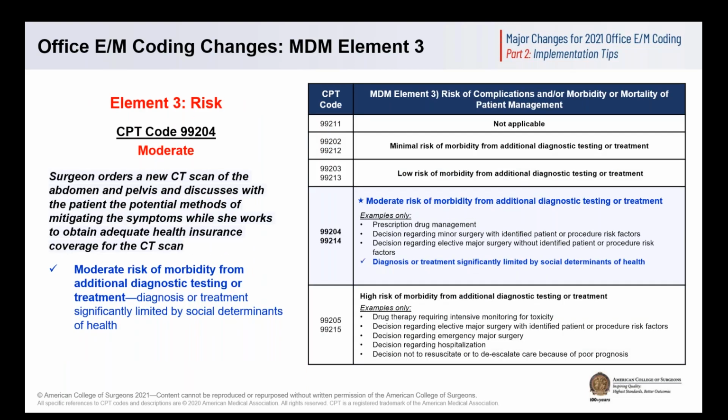And then finally, in risk, this surgeon is dealing with a scenario where this patient unfortunately doesn't have insurance and as a result is unable to obtain the test that the surgeon feels is justified or necessary to be able to treat the patient. And so this actually identifies this last bullet point in the level 4 category for risk, diagnosis and treatment that is limited by social determinants of health. So in this scenario, the surgeon actually reaches all 3 areas, problem, data, and risk, that justify a level 4 for this patient encounter. Next slide.